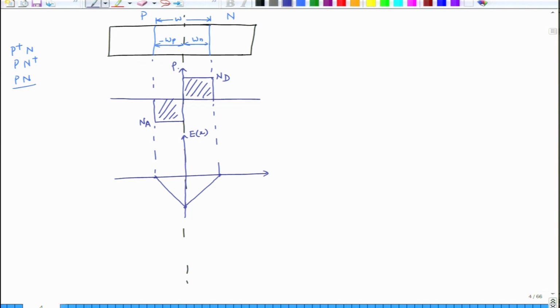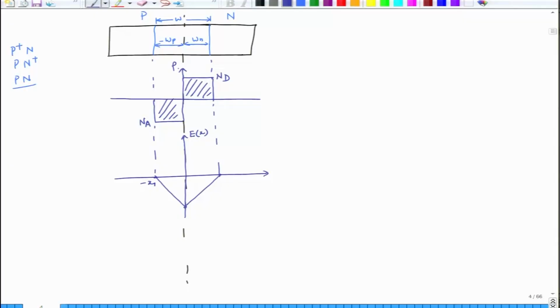The rate of change of electric field is the same in both the regions. So, this is minus Wp, this is plus Wn. Essentially both the regions have the same width, and as a result the slope of the electric field is also similar in both the regions. Now let us look at the potential.